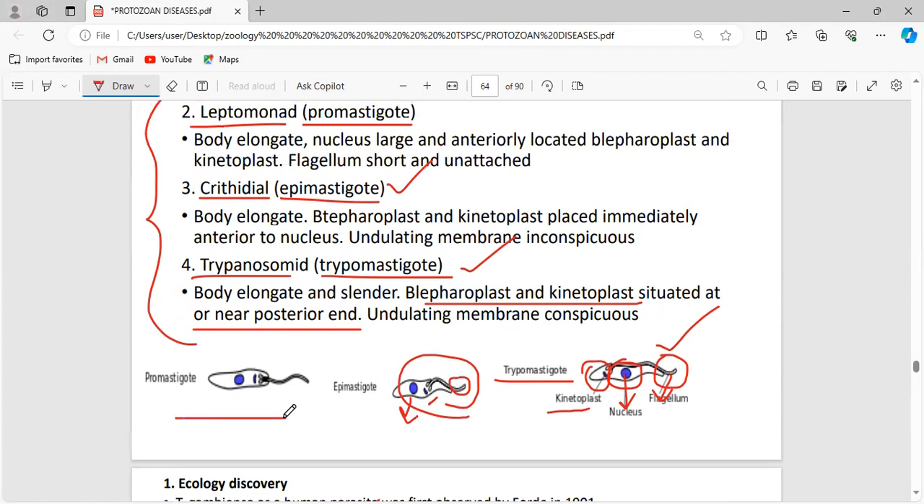And what about the promastigote? Here the body is elongate, the nucleus is large, and the blepharoblast and the kinetoplast will be present at the anterior end. The flagellum is short and unattached. See, when I say the flagellum is unattached and attached, see the structure here. Here the flagellum is unattached to any of the body or the pellicle. Here the flagellum is attached to the pellicle. Clear? Lalita, clear? This epimastigote is also called the critidial form, and this promastigote is also called the leptomonad. Okay, fine.